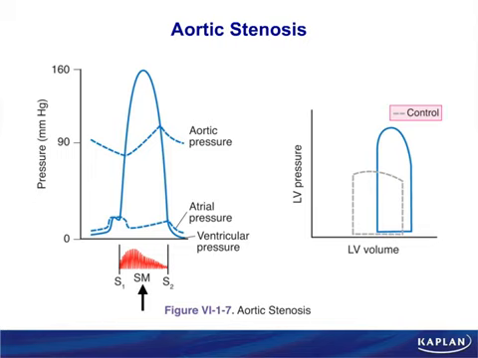All right, stenotic valve is a resistor. So notice the big separation between aortic systolic and ventricular systolic. Ventricular systolic pressure is much higher than aortic systolic pressure. We have a big pressure gradient because I have a big resistor.